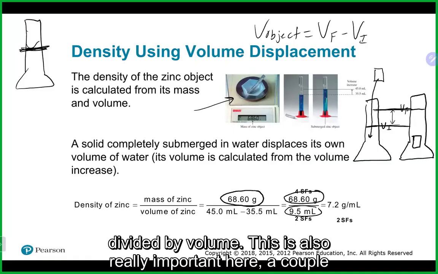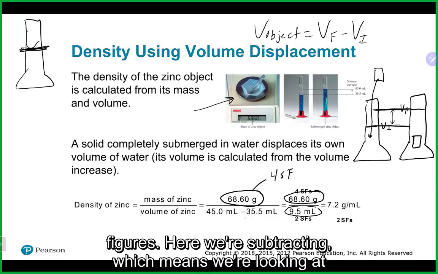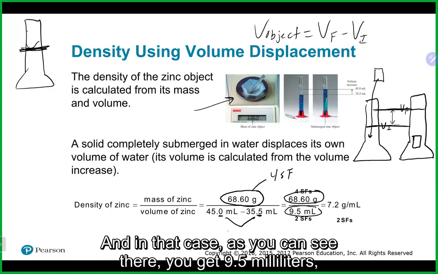This is also really important here. A couple of things, which is here we're looking at 4 significant figures. Here we're subtracting, which means we're looking at decimal places, right? And we should go to 1 decimal place. And in that case, as you can see there, you get 9.5 milliliters.